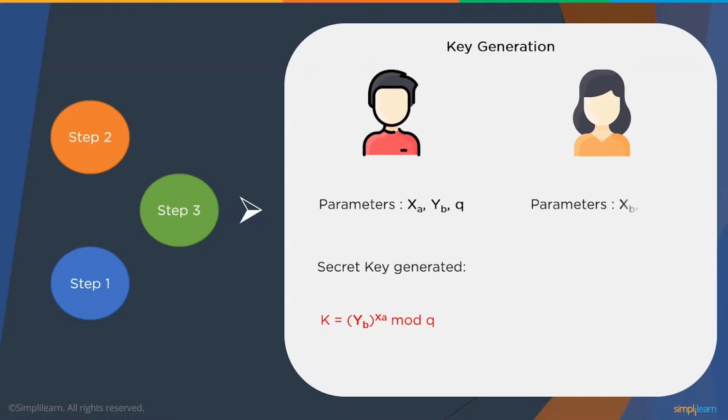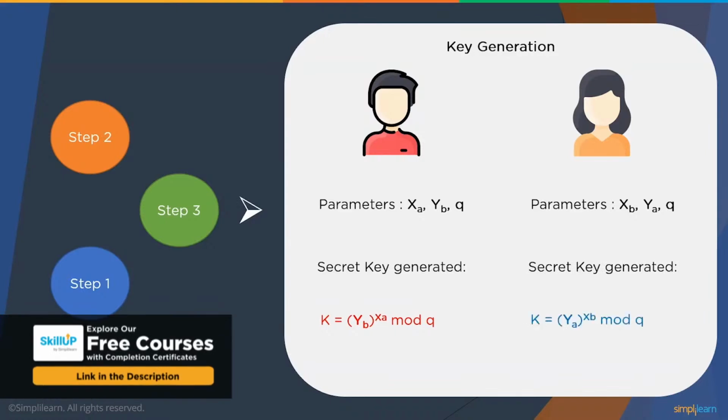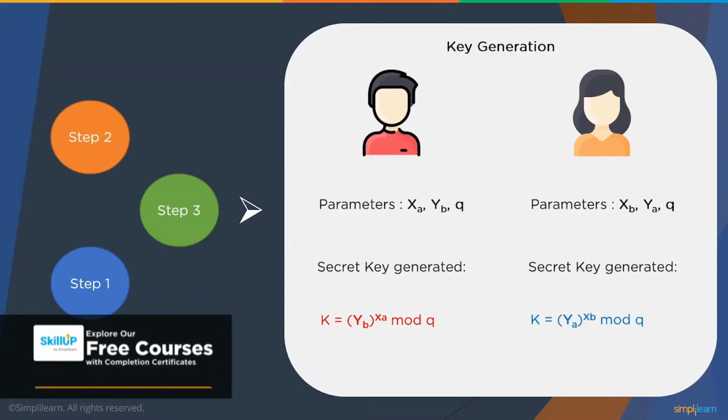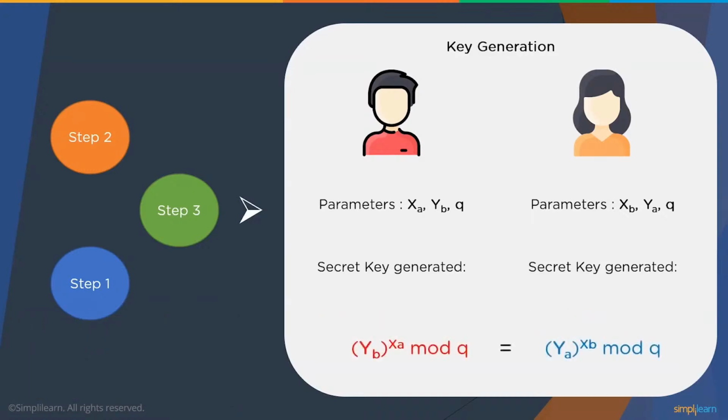For the second user, we're going to use a similar formula but with slightly different parameters. It will be the private key of the user, public key of the other user, and the value of q. The formula will be similar in the phase of ya to the power xb mod q. To satisfy the entire Diffie-Hellman key exchange process, both these generated k values must be equal. To successfully generate the key, these values should be equal.